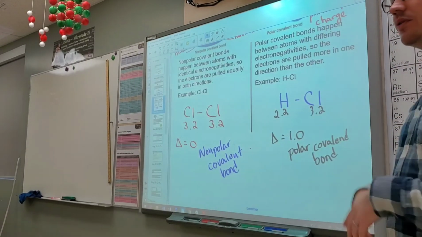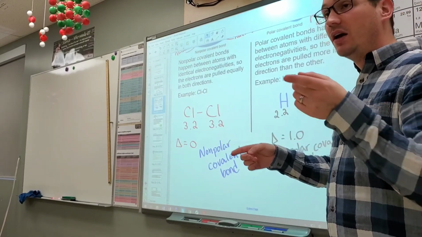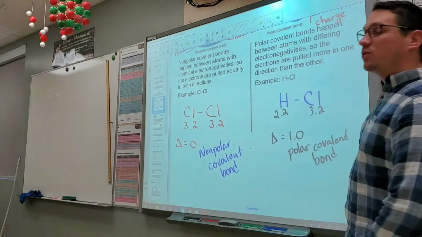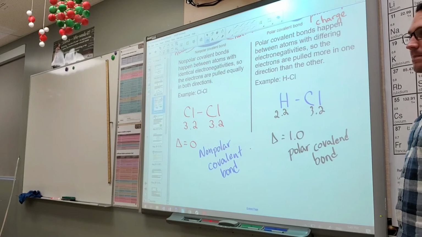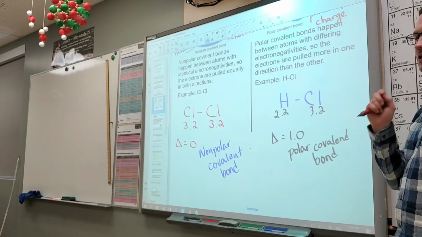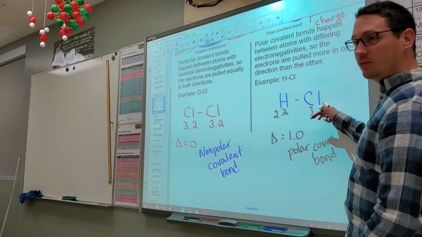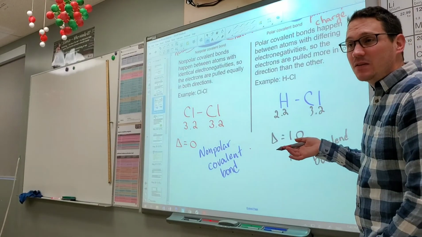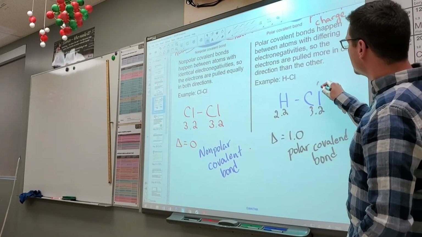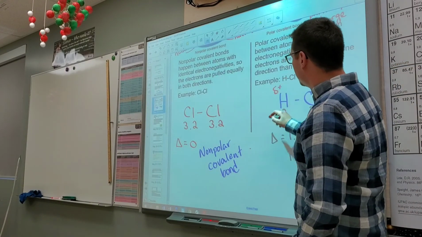So polar means opposite. So there are poles on the Earth. There's north and south. There are magnetic poles, right? North and south. There can also be electrical poles. These are electrical poles. Which one of these would you want to assign a small positive or a small negative charge to? The small negative would be the Cl. Why do you think that? It's got a greater electronegativity, so it's pulling harder. So this is a delta negative, and this is going to be delta positive.